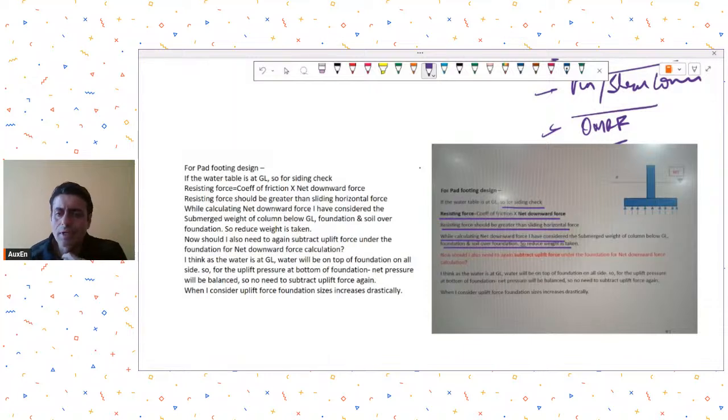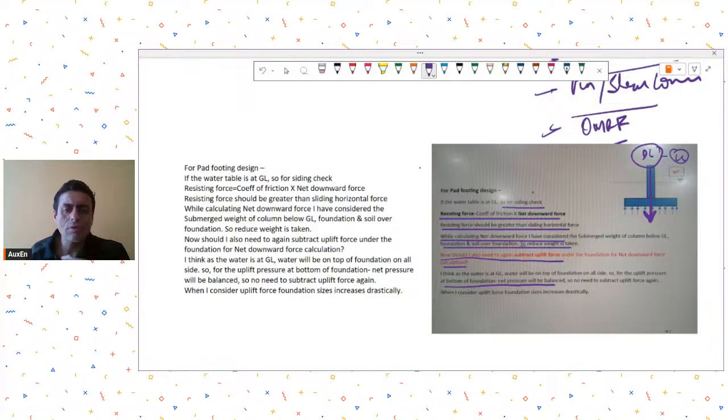Now, what do you mean by submerged weight? Have you not taken the dead load coming from the column? The dead load and some amount of live load coming from the column will be a major component that you should consider. His question is, should I also subtract uplift forces under the foundation for the net downward force calculation? He is thinking, I think, that as the water is at ground level, water will be on top of the foundation on all sides. So for uplift pressure at the bottom of the foundation, net pressure will be balanced. So no need to subtract uplift forces again.